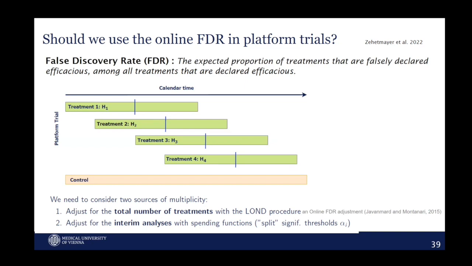It's simply the combination of traditional methods where you would adjust, on the one hand, for testing several treatments, and you use other methods for testing the hypothesis also at interim analysis. And at the end of the day, what you really would like to control is the expected proportion of treatments that are falsely declared efficacious among all treatments that are efficacious.